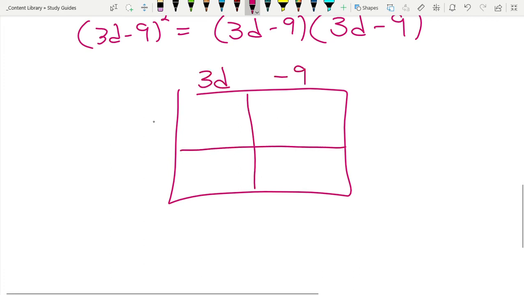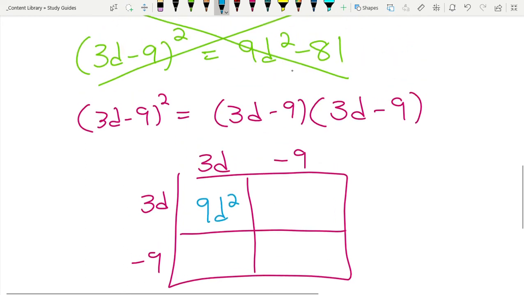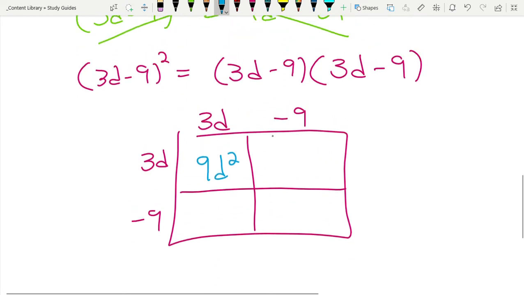3d minus 9, 3d minus 9. So here we go. 3d times 3d is 9d squared. And you're going, well, that's what I had to begin with, 9d squared. Negative 9 times negative 9 is positive 81. 3d times negative 9 is negative 27d, and 3d times negative 9 is negative 27d.